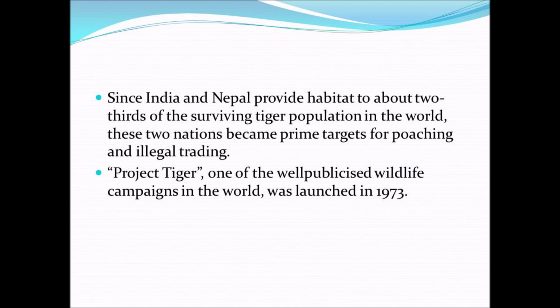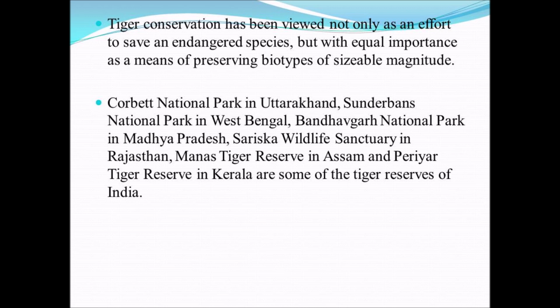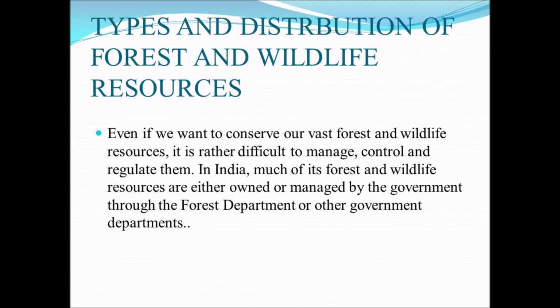Project Tiger, one of the well-publicized wildlife campaigns in the world, was launched in 1973. Tiger conservation has been viewed not only as an effort to save an endangered species, but with equal importance as a means of preserving biotypes of sizable magnitude. Corbett National Park in Uttarakhand, Sundarbans National Park in West Bengal, Bandhavgarh National Park in Madhya Pradesh, Sariska Wildlife Sanctuary in Rajasthan, Manas Tiger Reserve in Assam, and Periyar Tiger Reserve in Kerala are some of the tiger reserves of India.